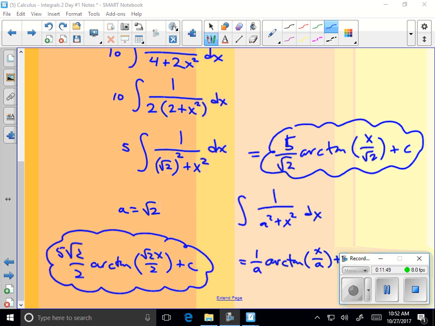Hey, folks at home, we forgot the constant out in front, so make sure that's 5 over root 2 arctan x over root 2 plus c, or in a varsity answer, 5 root 2 over 2 arctan, the same thing. Okay, that is the beginnings of inverse trig integrals.